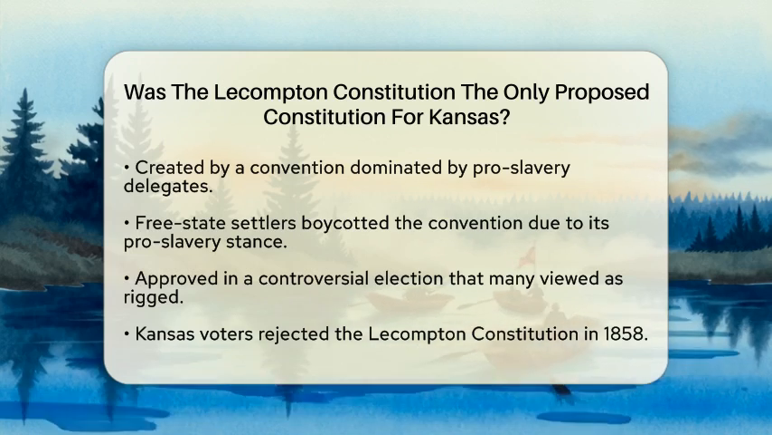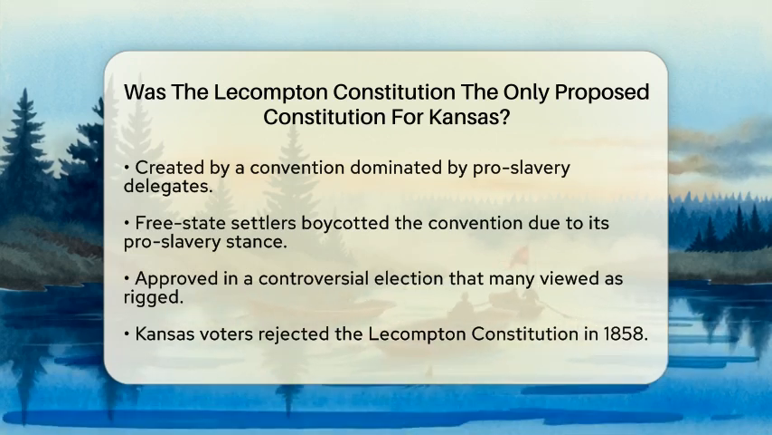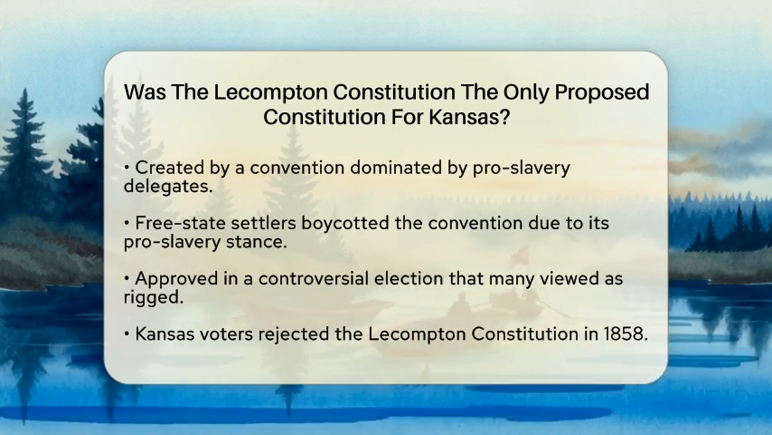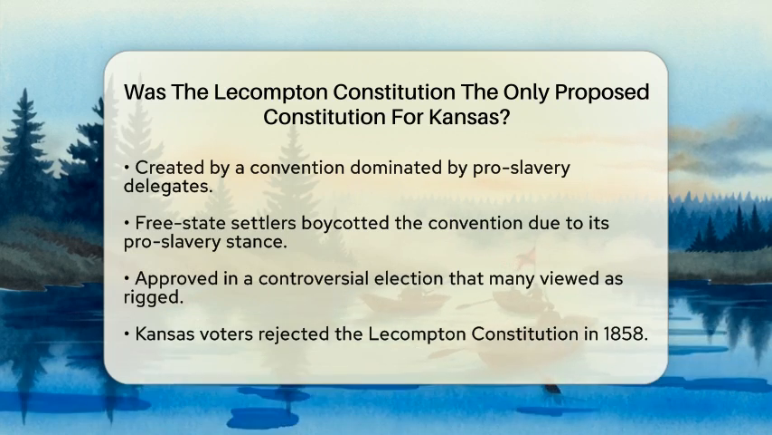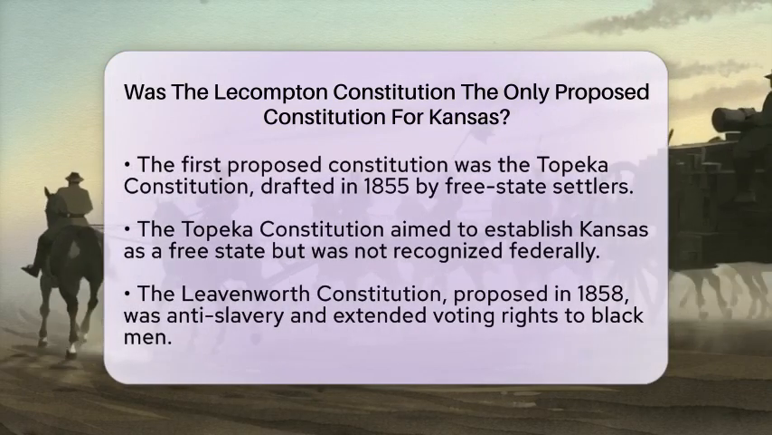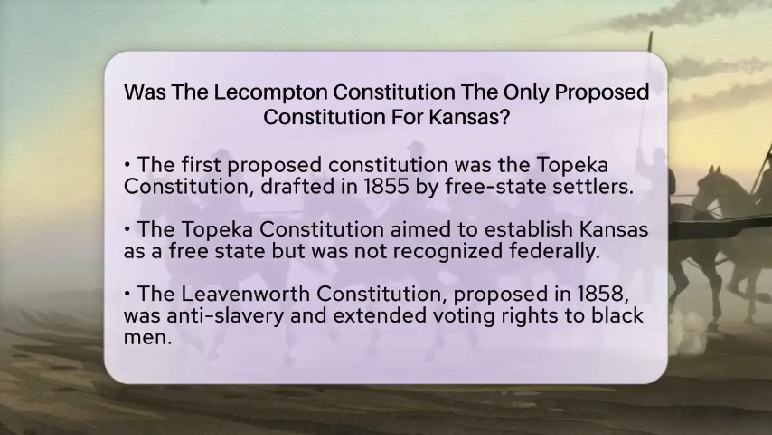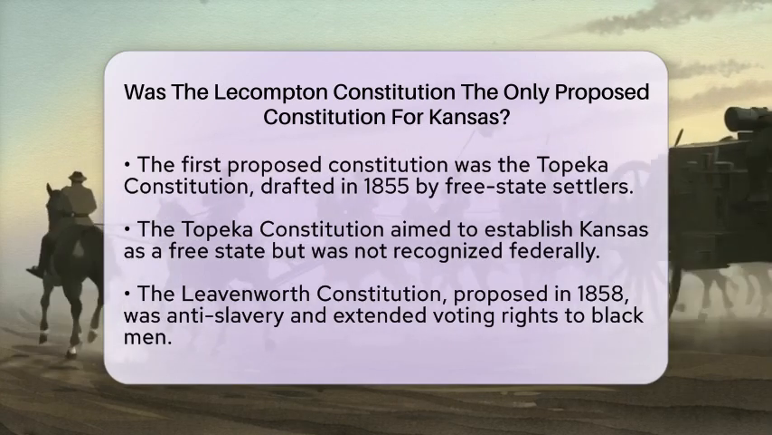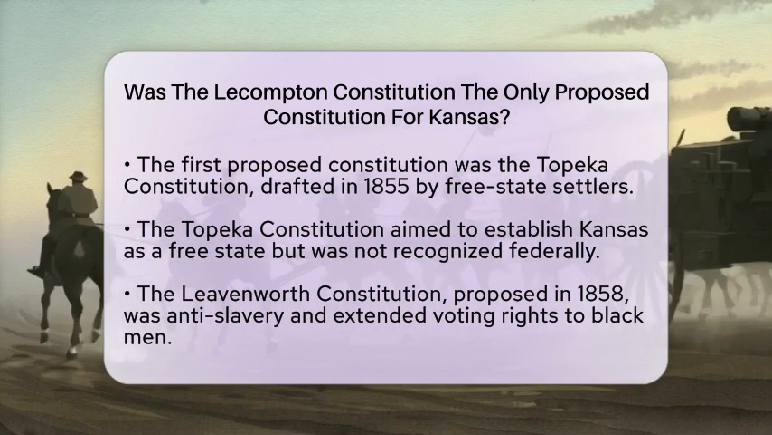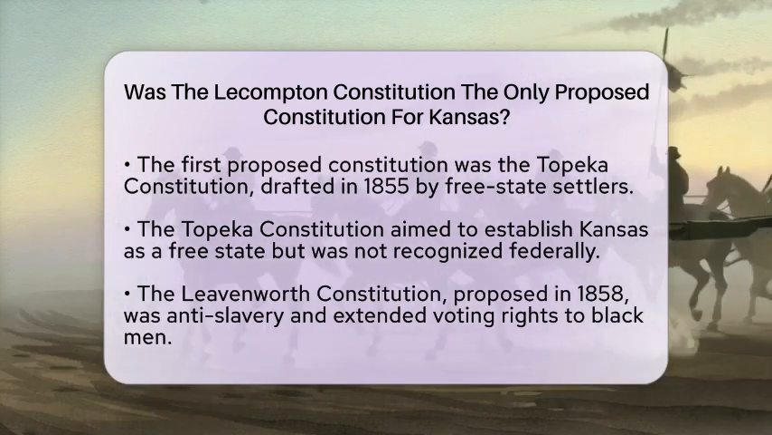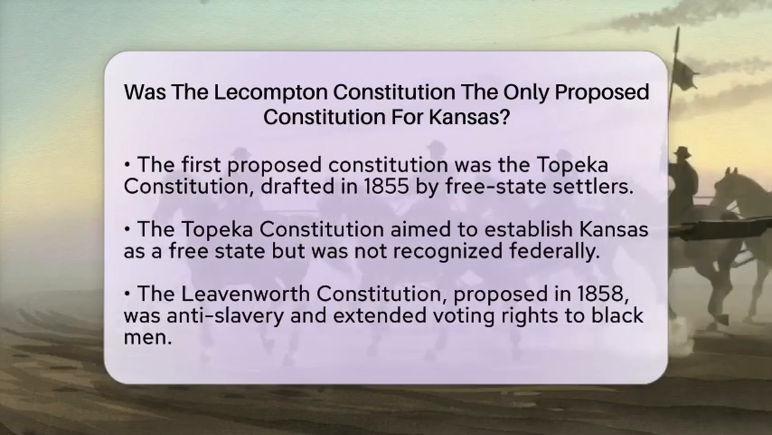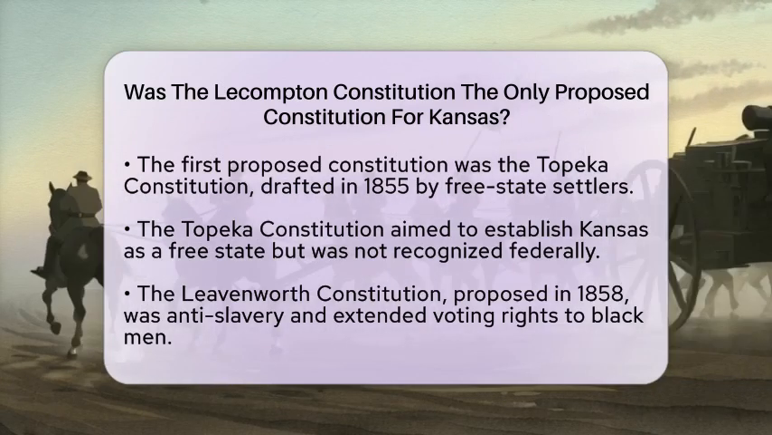But what about the other constitutions? The first proposed constitution was the Topeka Constitution, drafted in 1855 by free state settlers. This anti-slavery constitution was an early attempt to establish Kansas as a free state, but it was not recognized by the federal government. Next came the Leavenworth Constitution in 1858, which was also anti-slavery and more progressive. This document even extended voting rights to black men, but like the Topeka Constitution, it was never adopted.